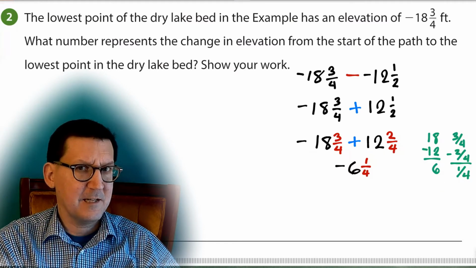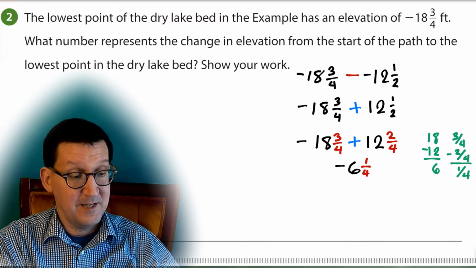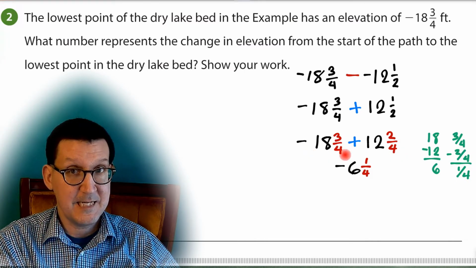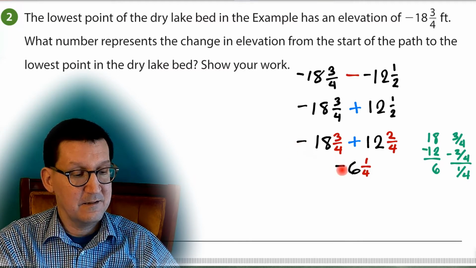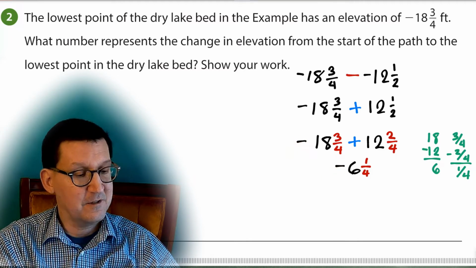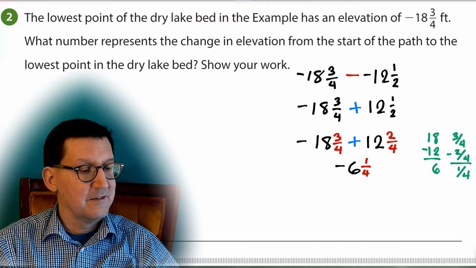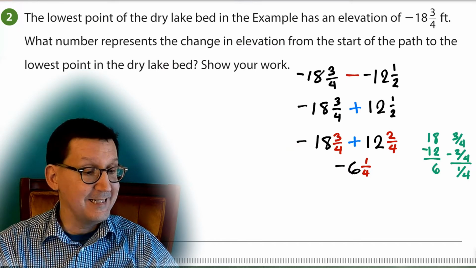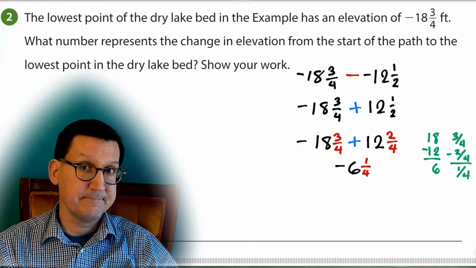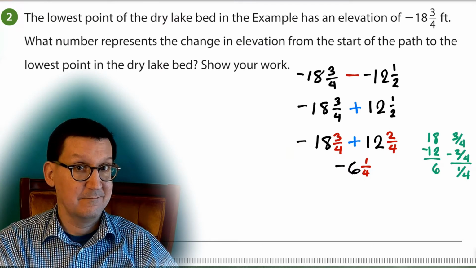Now, is it a positive or negative 6 and 1/4? Well, we look at the number with the largest absolute value. The largest absolute value here is 18, because 18 is bigger than 12. So that means this negative with the 18 carries through to the answer, and we have negative 6 and 1/4. So the elevation from the start of the path to the lowest point in the lake bed is negative 6 1/4 feet. What do you think? Did pretty good?